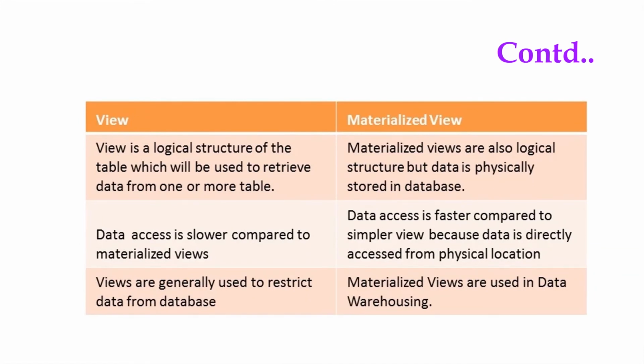So what is the difference between a view and a materialized view? A view is a logical structure, a materialized view is also a logical structure, but the difference is that in a view the retrieved data is not stored physically in the database, but in a materialized view the retrieved data is physically stored in the database. So in a view the data access is slower when compared to the materialized view, which is faster. Views are generally used to restrict data from the database, whereas materialized views are used in data warehousing.